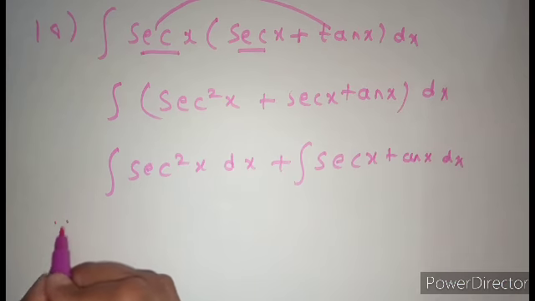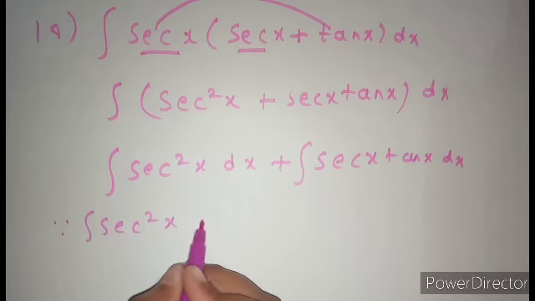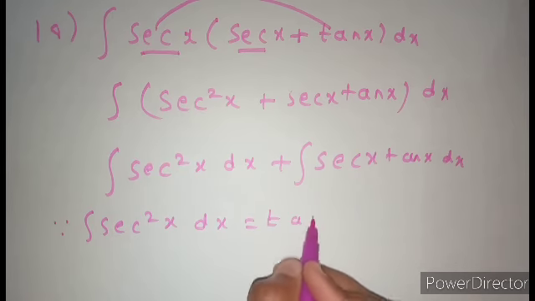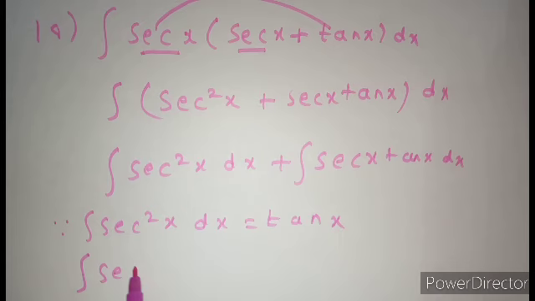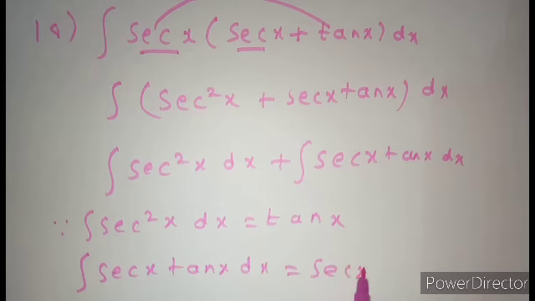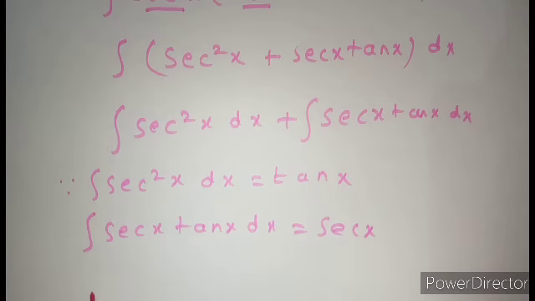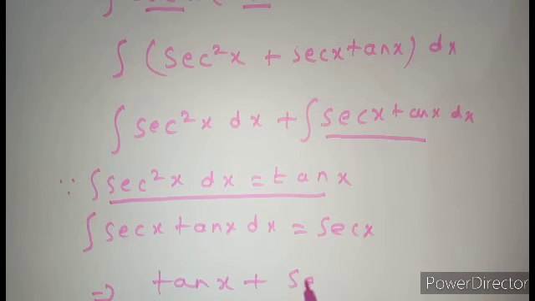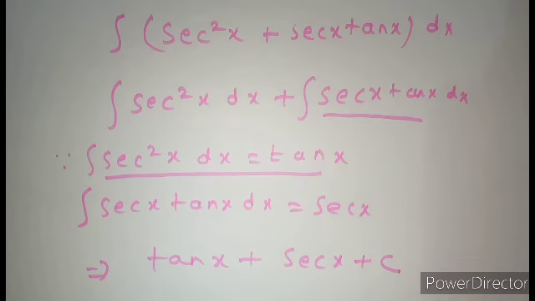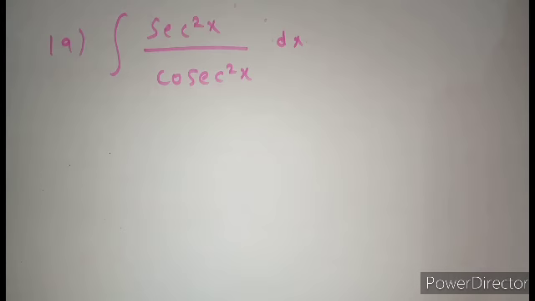Integral of secant square x dx is tan x, okay. Next, integral of secant x tan x dx is secant x. So substitute: integral of secant square x dx is tan x plus integral of secant x tan x is secant x plus integration constant c. This completes the 18th question. Let's move on to the 19th question. Integral of secant square x upon cosecant square x dx.